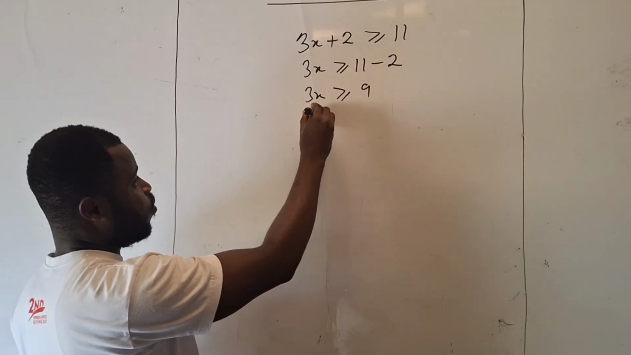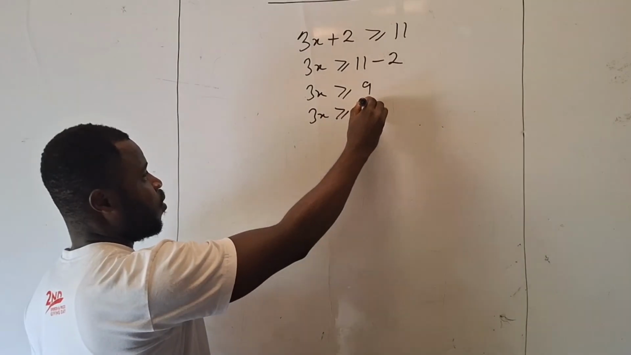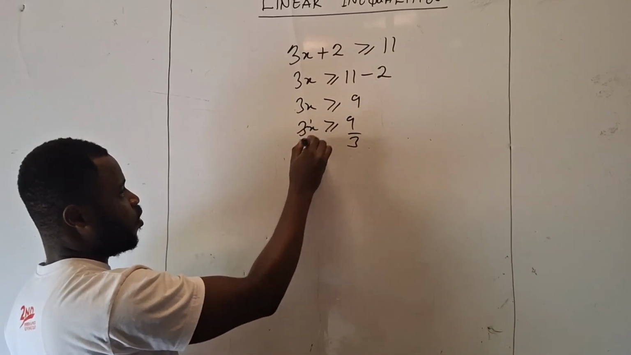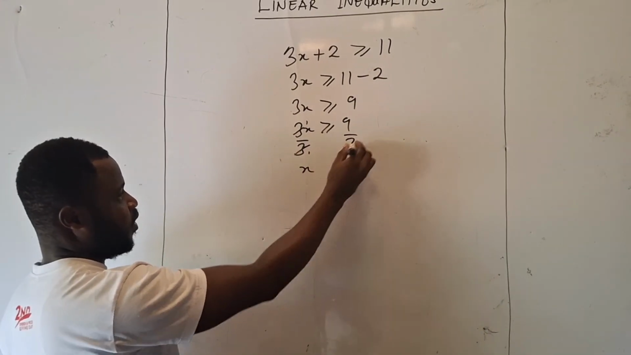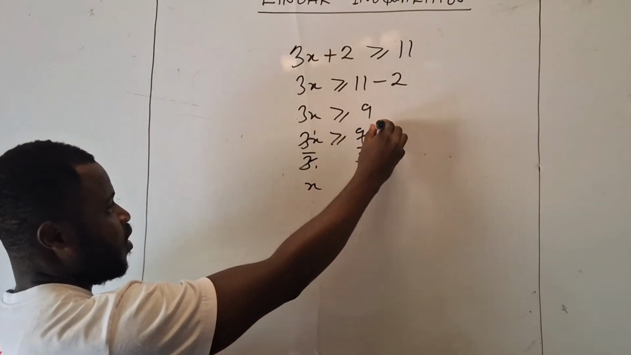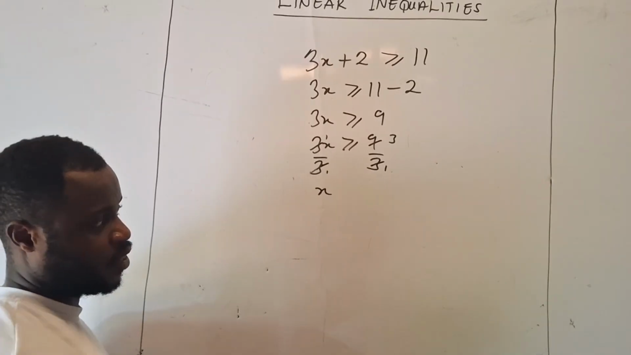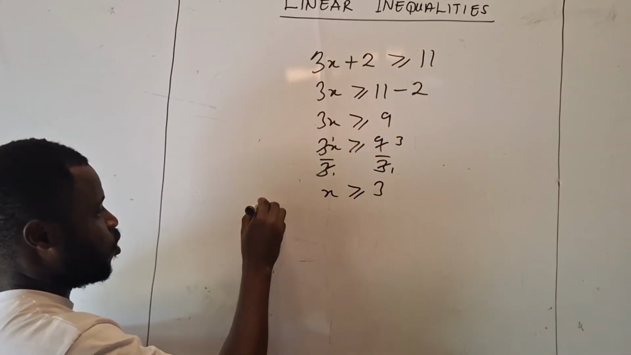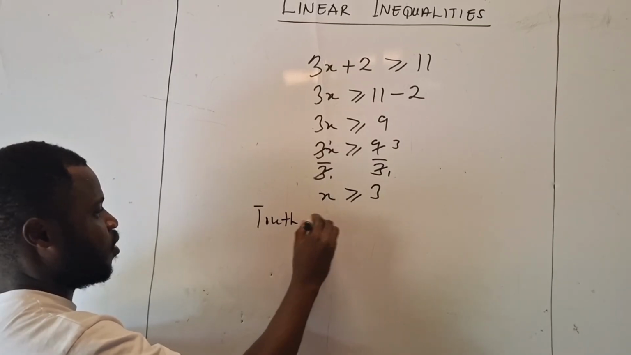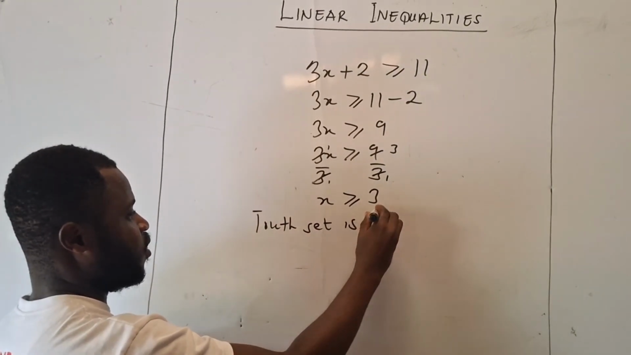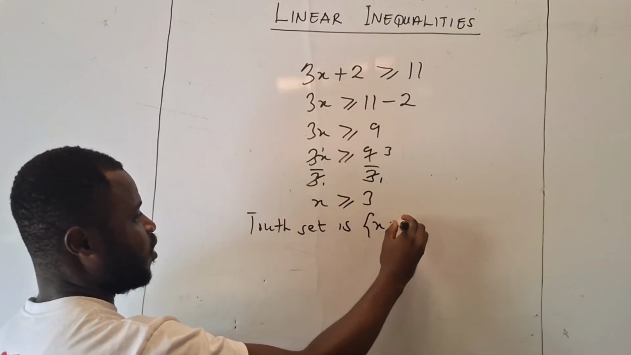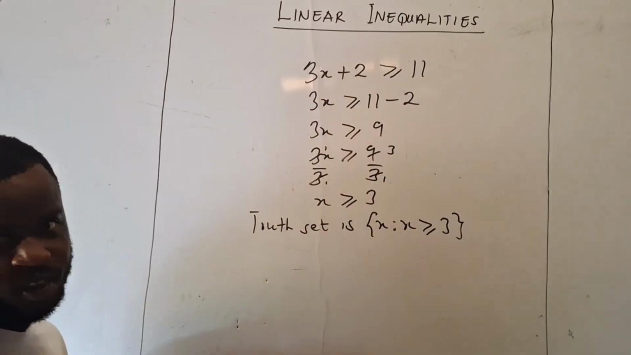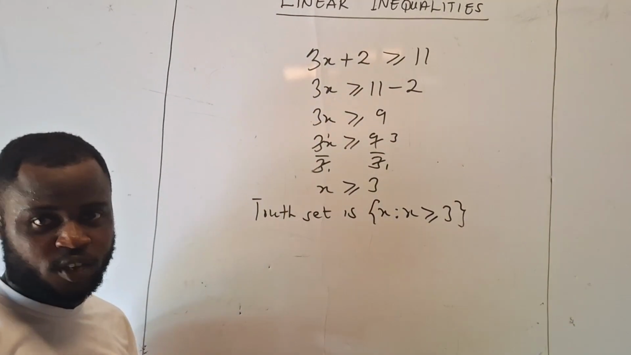So we are going to divide both sides by the coefficient of x to get our x. So 3 divided by 3, 1, and we have our x here. 9 divided by 3 is 3. So we are going to get x is greater than or equal to 3. So the truth set is x such that x is greater than or equal to 3 as the answer. So this is how we find the truth set of this.